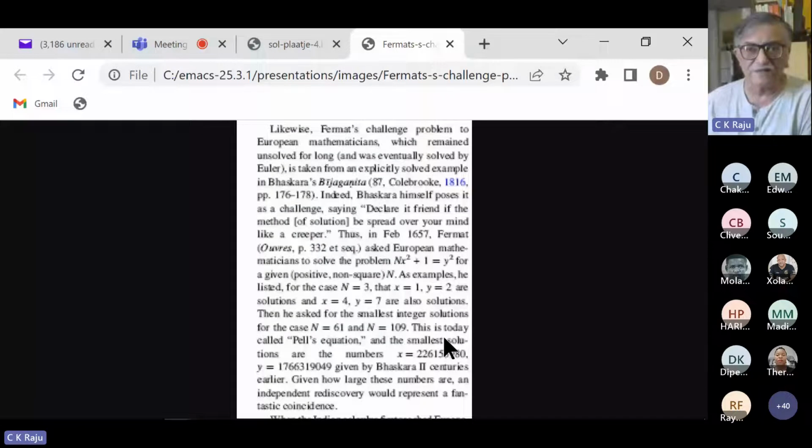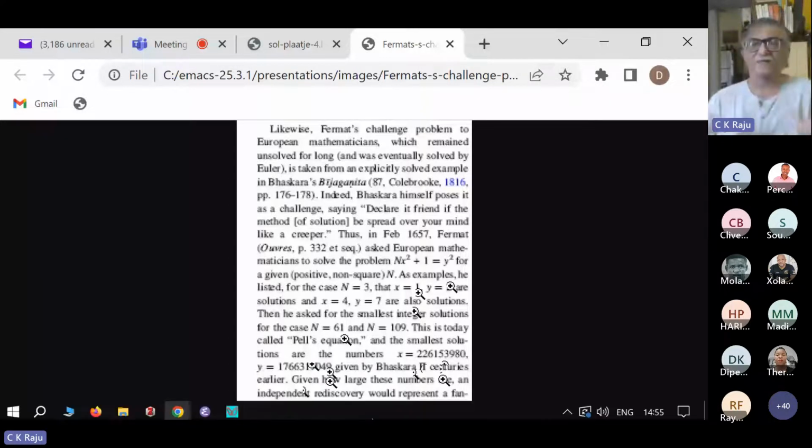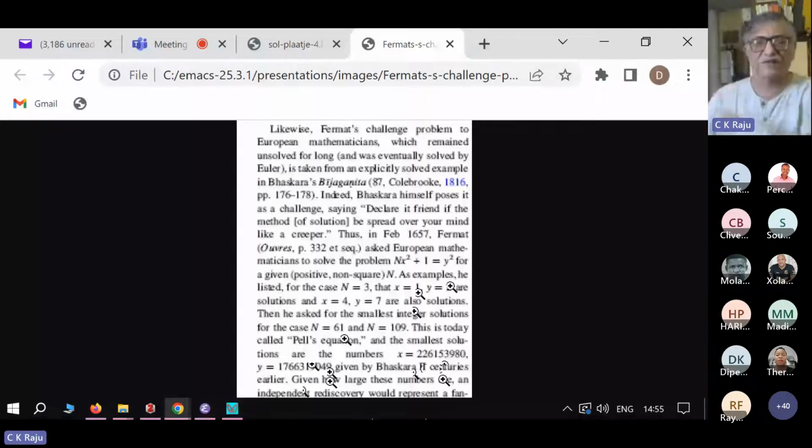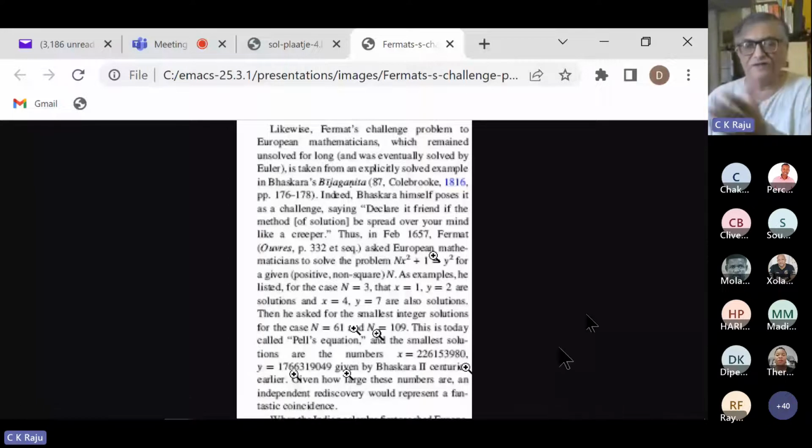If you see here, it is a solution of an equation. The equation is n x squared plus 1 equals y squared. But look at the numbers in the solution: 226153980 and 17663190049. Just by accident, they were the same. Fermat did not know about the Indian text, though the Jesuits were there transmitting Indian texts. He gave the same thing, but they claim we did not know. You think you will let a student off like that? Such big numbers, how can there be accidental rediscovery? It is theft.